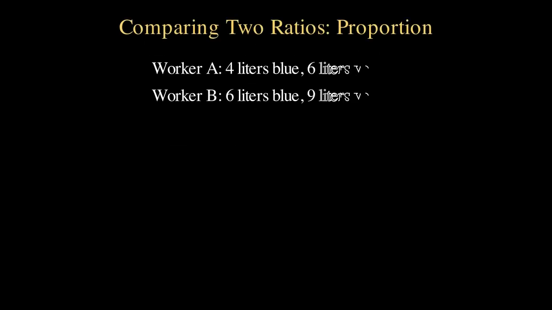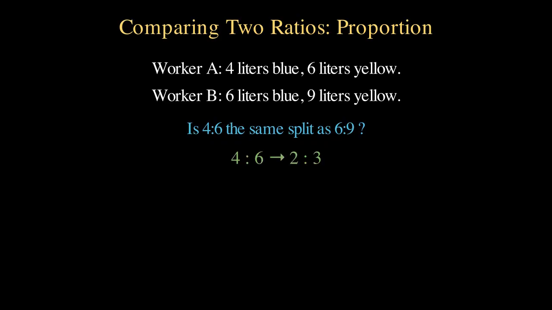Now picture a paint shop, where 2 different workers each mix their own batch of green paint from blue and yellow. We want to know whether both batches are really the same shade of green. In other words, is 4 to 6 really the same split as 6 to 9? Shrink each ratio to its smallest matching parts and compare them.